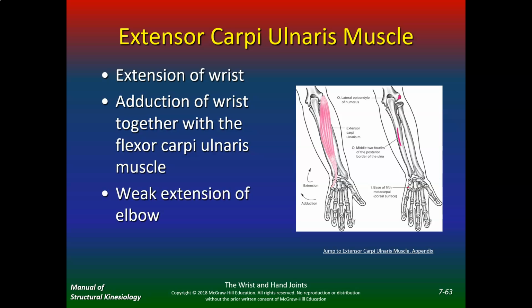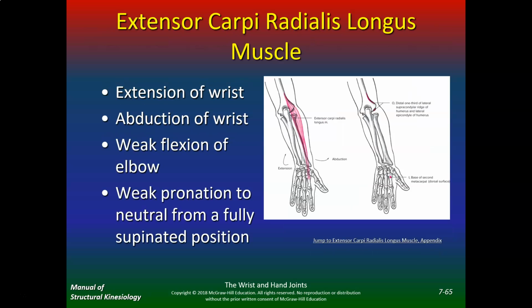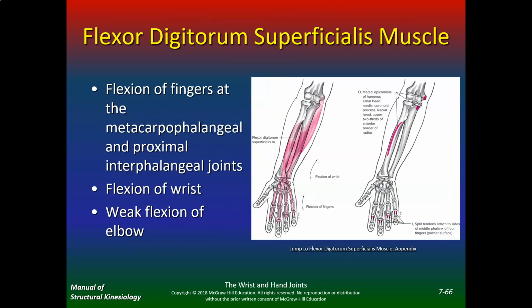So when you see weak, you can just ignore that. I want you to understand the majority of what it does. Okay. So Extensor Carpi Radialis Brevis does extension of the wrist, abduction of the wrist. Extensor Carpi Radialis Longus does extension of the wrist, abduction of the wrist. Okay, a little bit of elbow flexion, a little bit of pronation.